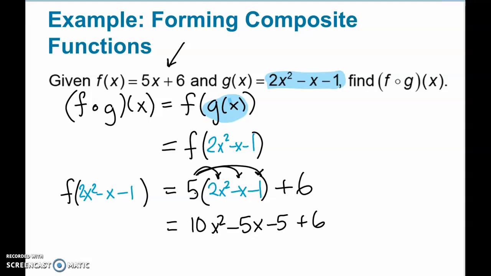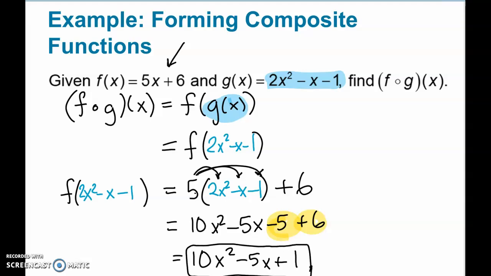And then I look, do I have any like terms? And I do. I have the negative 5 and the positive 6, and that is what I'm going to add together. And so my final answer here would be 10x squared minus 5x plus 1. So this would be the composite of those two functions.